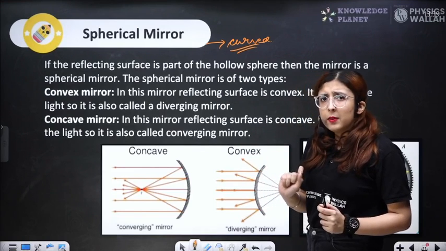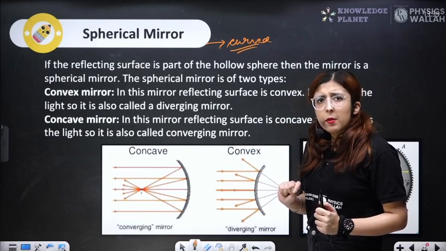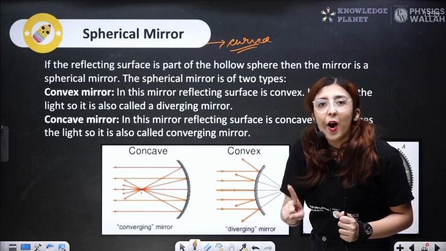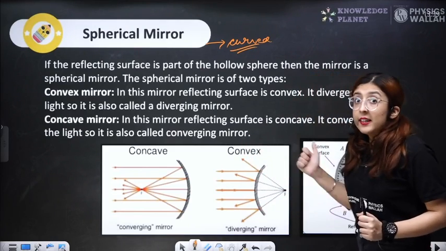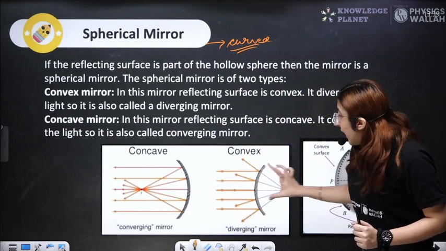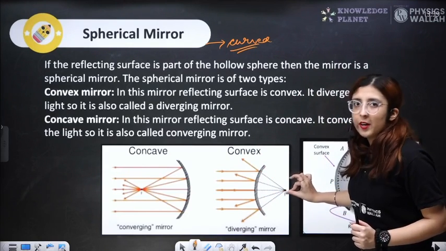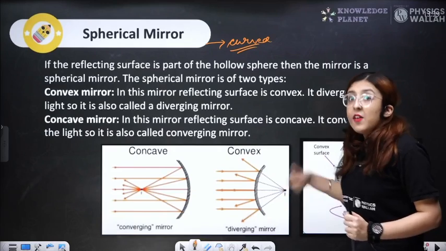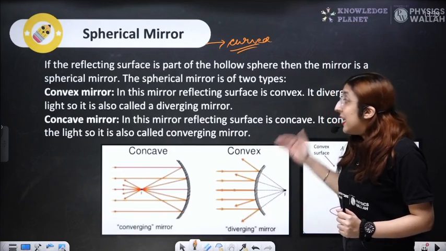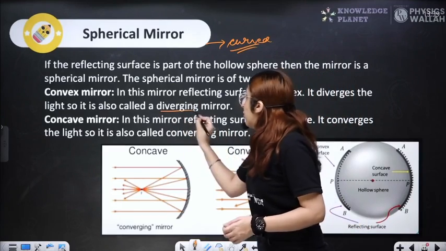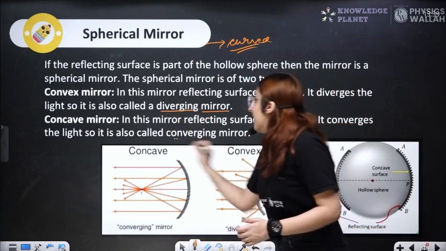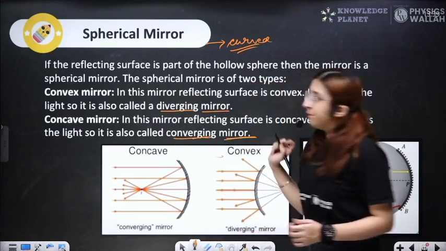Now you can ask me, in a convex mirror, won't we get an image? We will get an image. How? Because the reflected rays will appear to us to be meeting inside the mirror. We are going to talk about this in depth. But for now, the convex mirror is diverging and the concave mirror is converging in nature.